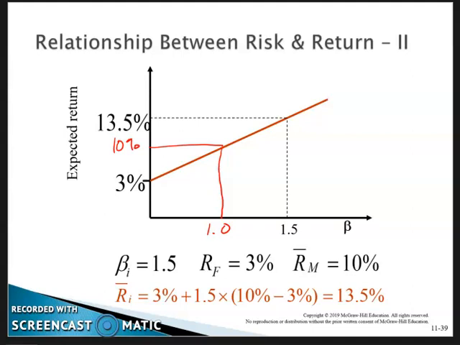Just to take a little bit of an aside here, if the expected return on the security was actually, say it was 15%, then that security would be said to have a positive alpha. So alpha greater than 0. If the expected return on this security was down here, say it was 8%, that would be an alpha less than 0. That would be a negative alpha.